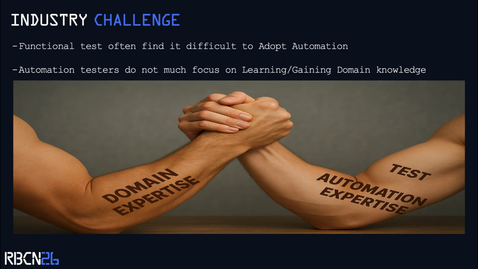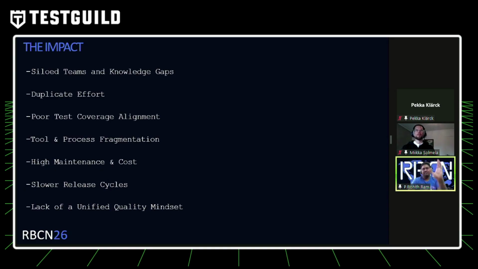One is siloed teams with different knowledge gaps. As you see, functional testing might only focus on functionality, and automation might focus on regression testing and the happy path. With siloed teams with different knowledge gaps, automation tries to run in parallel or at a later stage, like an N-1 or N-2 sprint.